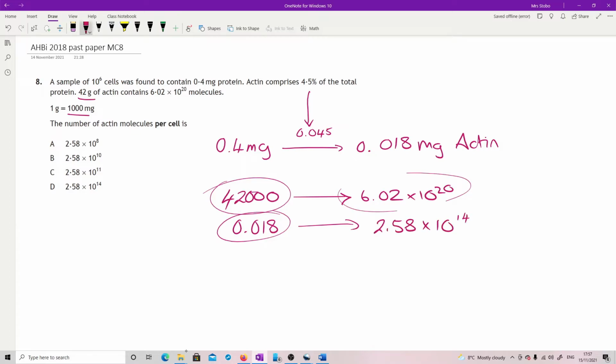to the 14. Okay, now unfortunately this is an answer, they have been horrible about this. So this is not though per cell, notice this is in bold. This was a sample of 10 to the 6, not 6 times 10. Okay, so what I need to do now is divide this by my 10 to the 6, so I can get back down to just being 1. So what I have is 2.58 times 10 to the 8.